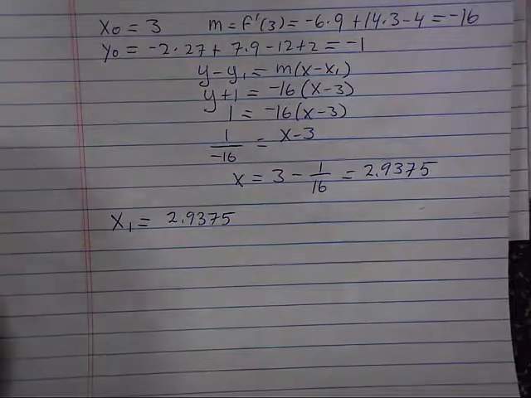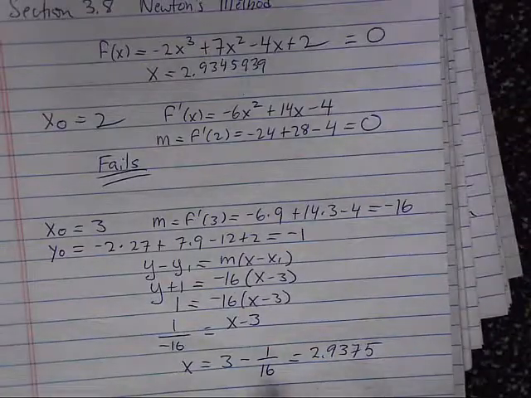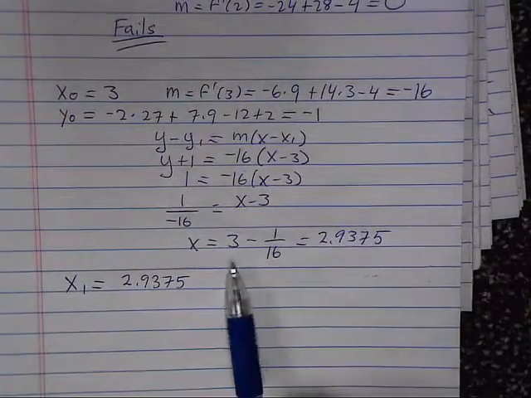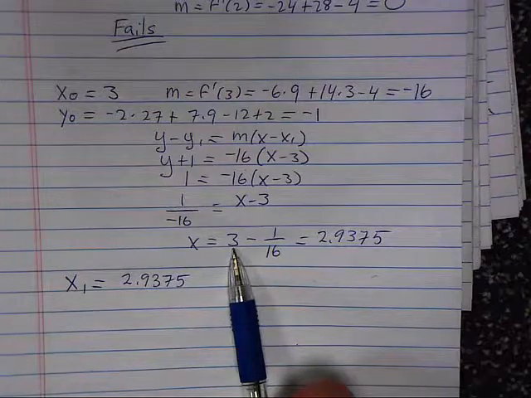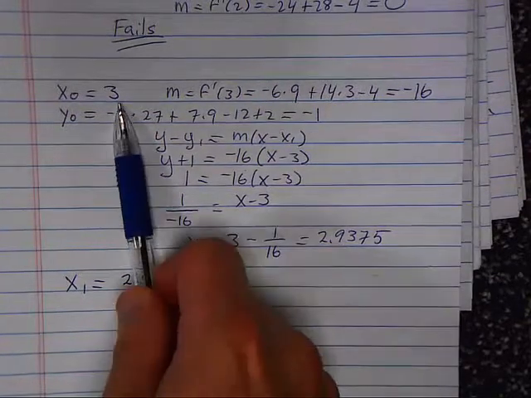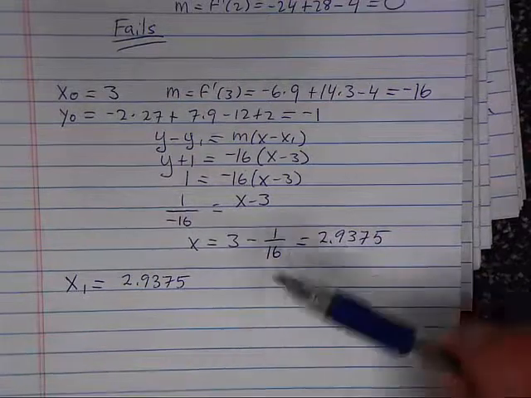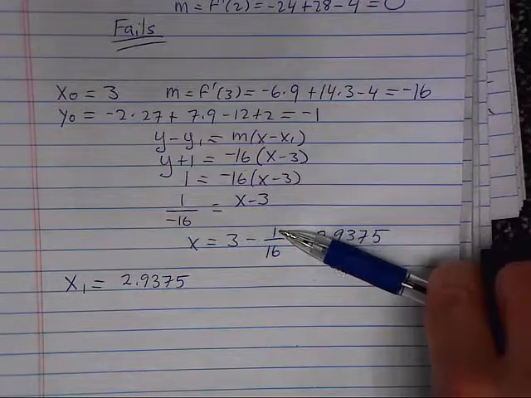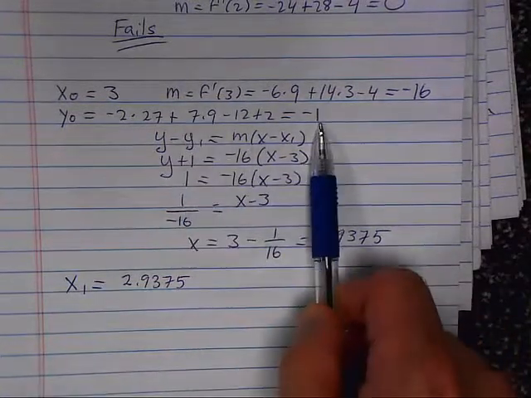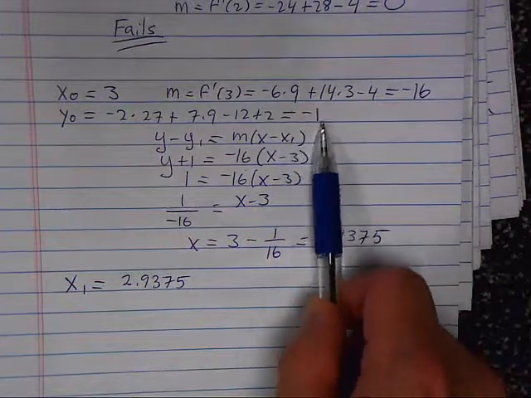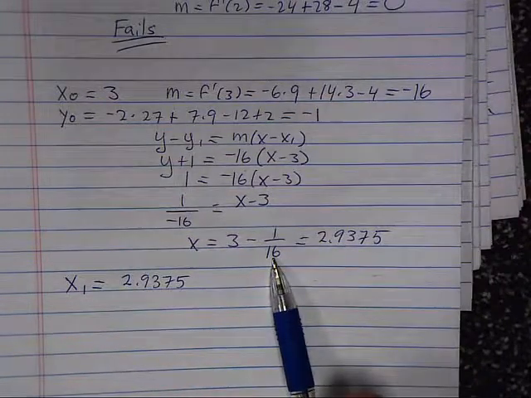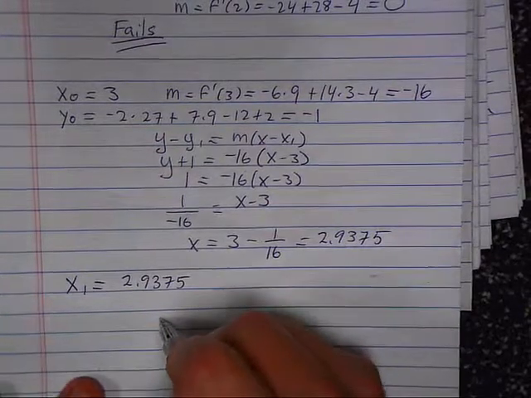All right. I want you to look at this answer that we had here. What was the 3? 3 was our original guess, wasn't it? What was the 1? The 1 was the y1 point, wasn't it? The y0 point in this case. And what was the 16? It was the slope.